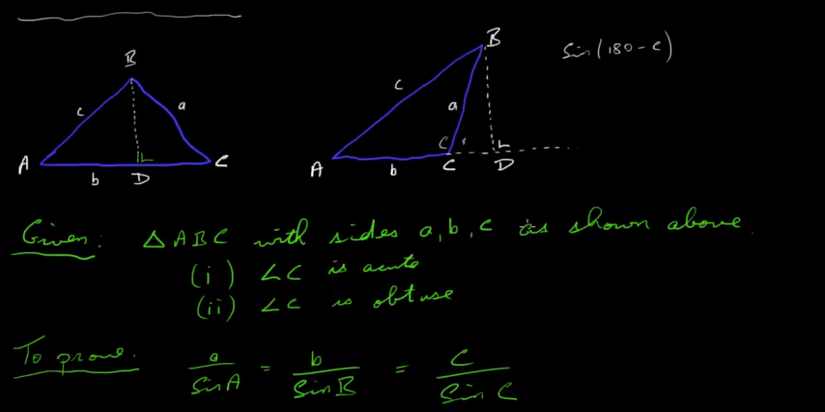That's going to be opposite again, so it's going to be BD over A as well. That's also going to be BD over small a.